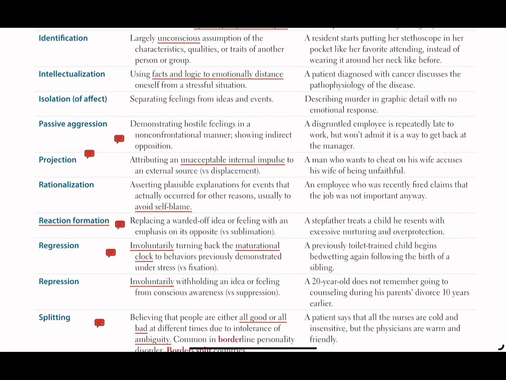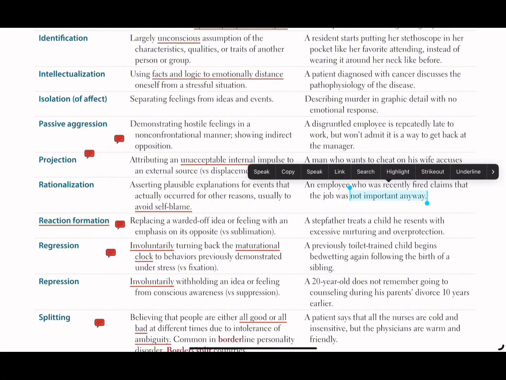Rationalization, asserting a plausible explanation for events that actually occurred for other reasons, usually to avoid self-blame. An employee who was recently fired claims that the job was not important anyway. The job was actually important, but he gave that explanation to avoid self-blame. Another example is that a patient is working as a cashier and he was going through a divorce. He started treating the customers badly. So instead of admitting that he's mad because of the divorce, he would say, "Oh, the customers are bad and they deserve to be treated that way."